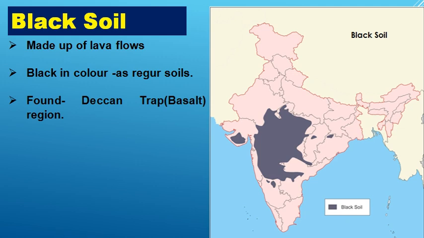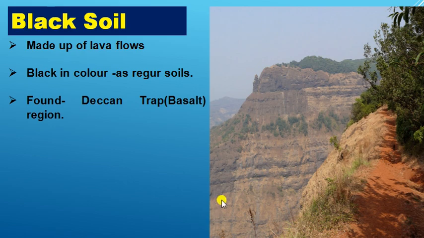These soils are found in the Deccan Trap regions. When I say Deccan Trap region, Deccan Trap refers to the southern part of the Indian Plateau region. Now these regions are also referred to as trap. Trap here refers to a step-like structure because of the regular volcanic eruption in these regions. Layer upon layer have developed, which can be clearly seen in the mountains, and they appear like steps. That's why the word Deccan Trap region is used.